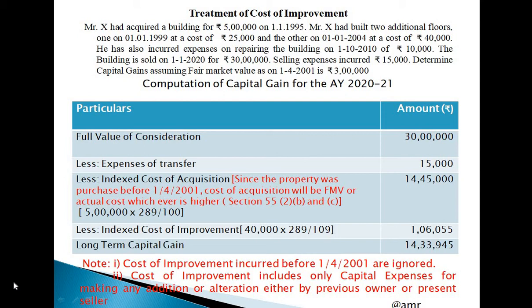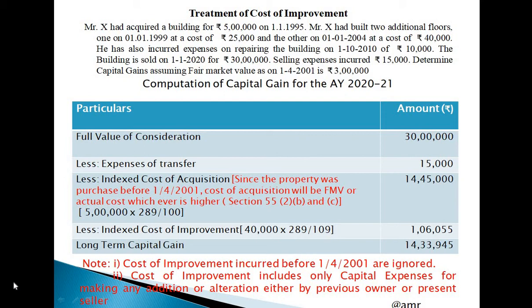Now before solving, we have to see first of all whether this asset which has been transferred is a long-term capital asset or a short-term capital asset. Here the asset is a building, purchased on 1/1/1995 and sold on 1/1/2020. In case of a building, if the period of holding is more than 24 months, then it will be taken as a long-term capital asset. So in this case the period of holding is more than 24 months, so this building which has been transferred here is a long-term capital asset.